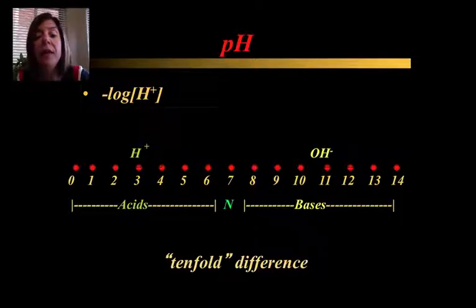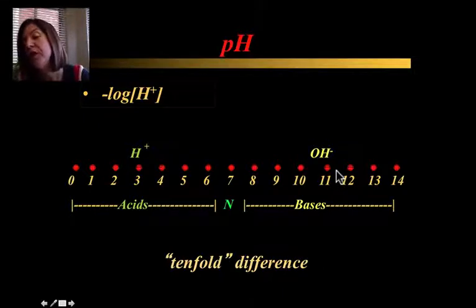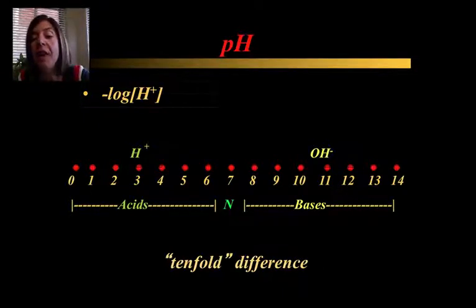Anything below 7 would be referred to as an acid, and it would have a higher percentage of hydrogen ions than hydroxide ions. Anything above 7 is referred to as a base. Sometimes you'll hear bases referred to as alkalines, and they have a higher percentage of hydroxide ions than hydrogen ions. And each level that you move, there's a difference of 10-fold.